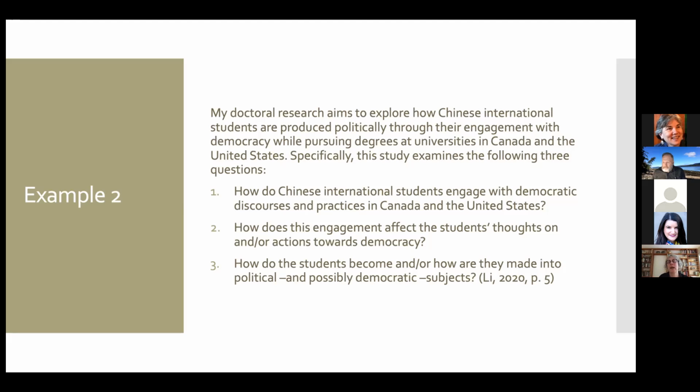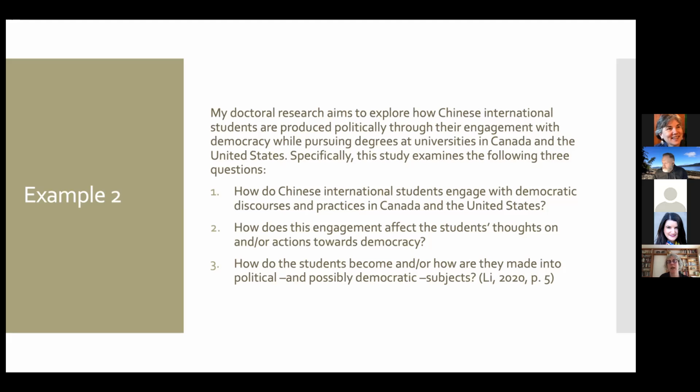Again, this is a clear example of how the research questions and how they're written kind of prefigure and give the reader a kind of sneak preview of what to expect in the theoretical framework, because there's a very specific framing already in the questions. He doesn't say, how do these students become democratic citizens? It says, how are these students produced politically? How do these students become or how are they made into political and possibly democratic subjects?